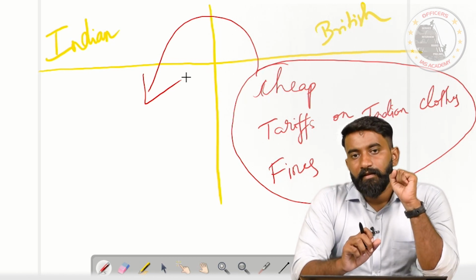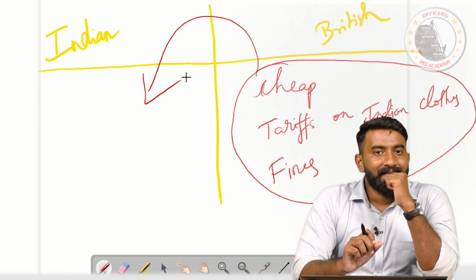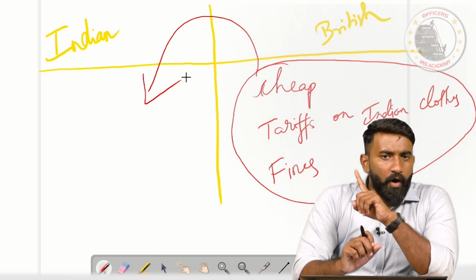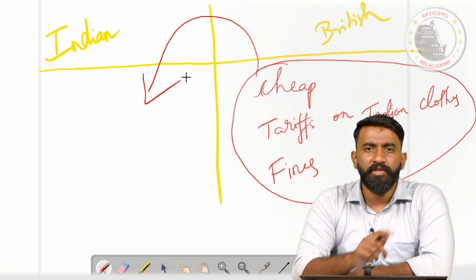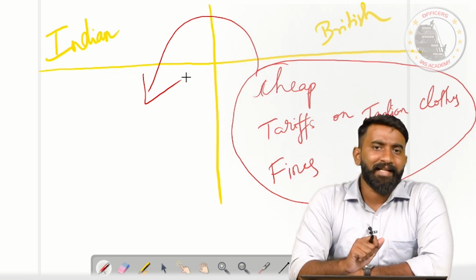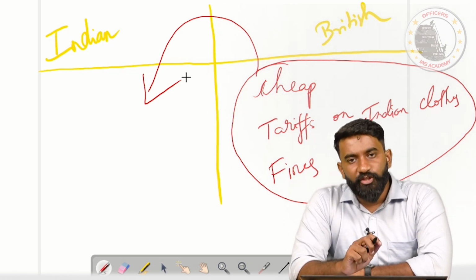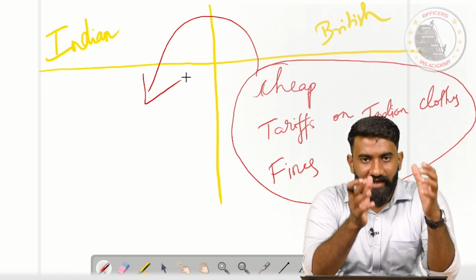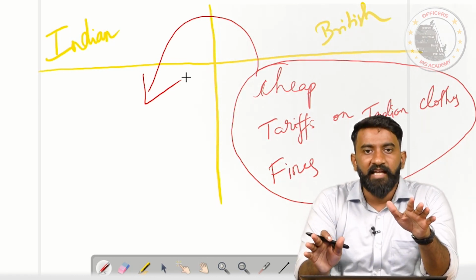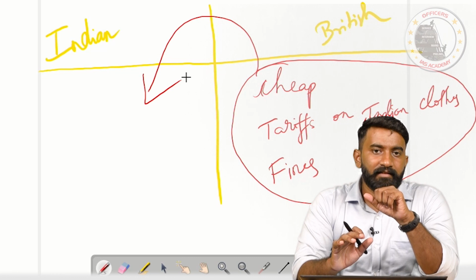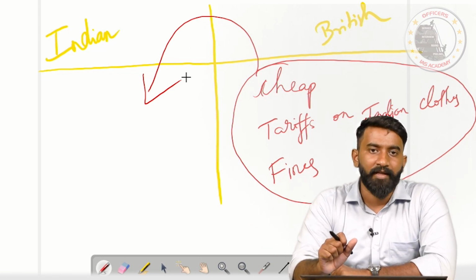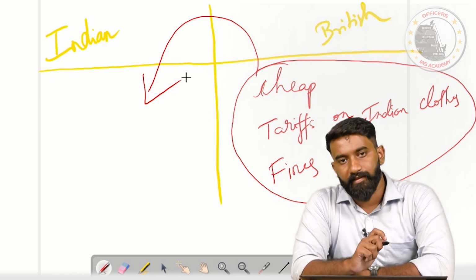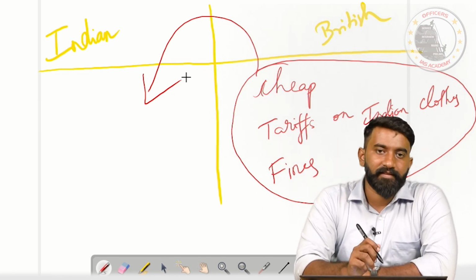The British came to India and realized that in spite of all those tariffs and fines, many Indian-made goods were still going to Britain. So they decided they needed to dismantle the cotton textile industry in India completely, and they decided to use certain policies to do it. So what were those policies?